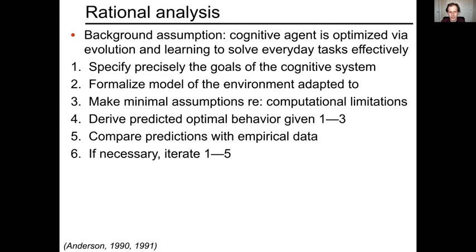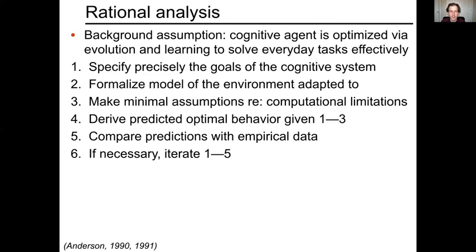There may be discrepancies. And in that situation, we may need to revise, and we will revisit steps 1 through 3. Based on their changes, we will probably need to predict different optimal behavior patterns, and then we compare those predictions with empirical data. And we do that over and over again, and as we're doing that, the idea is that we will continue to refine our theories.